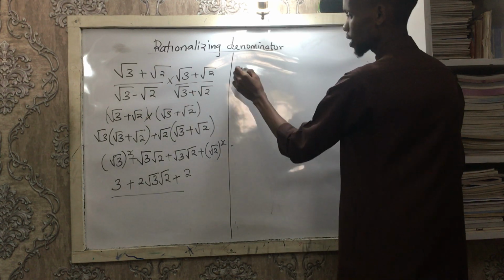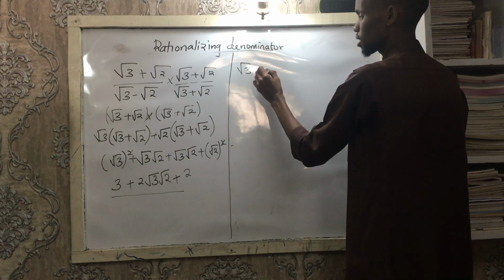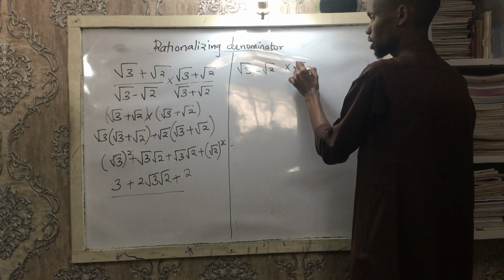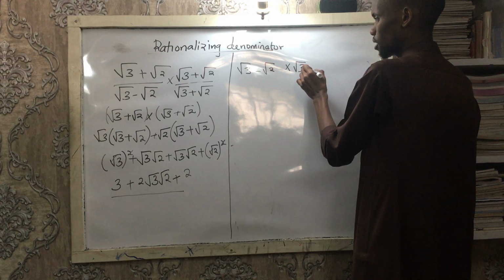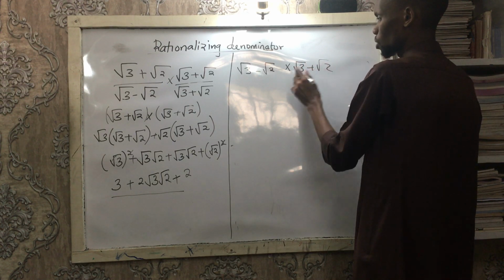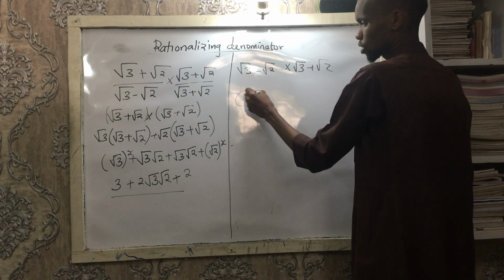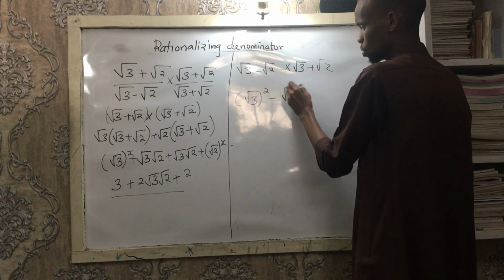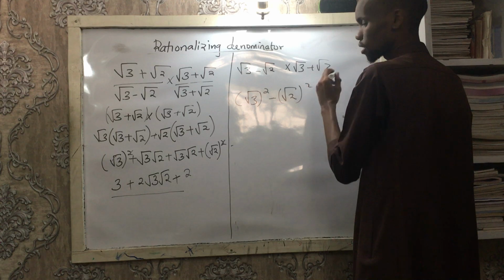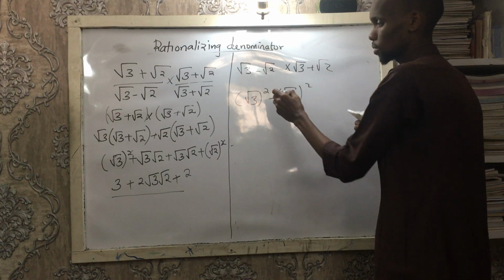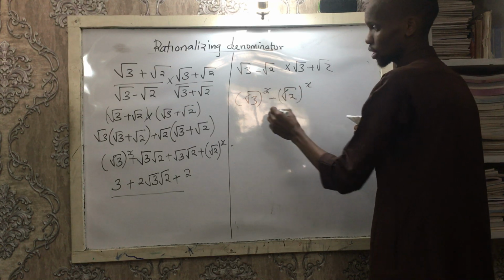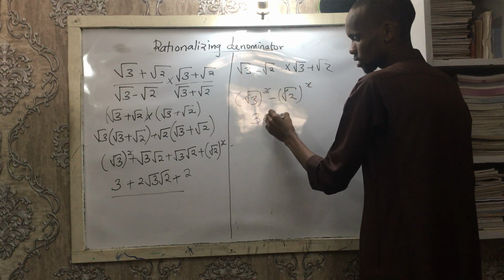Now we have the root of 3 again, minus the root of 2, right? And then multiplied by the root of 3 plus the root of 2. So these are root 3 squared, right? Minus root 2 squared, right? Are you getting it? So the roots are removed, right? So that we can get the denominator as 3 minus 2.